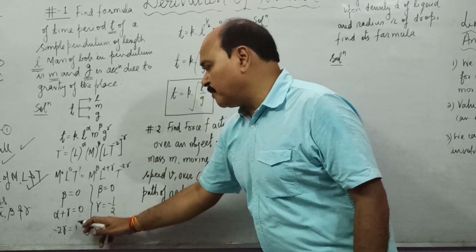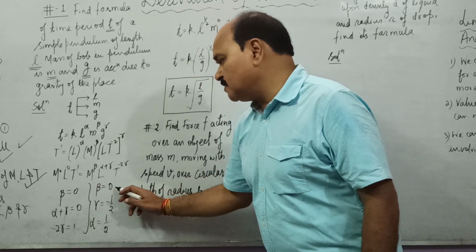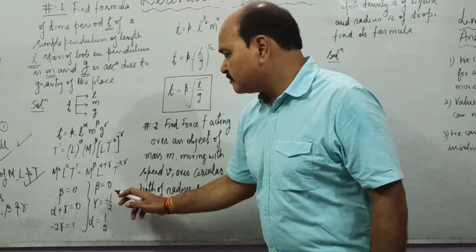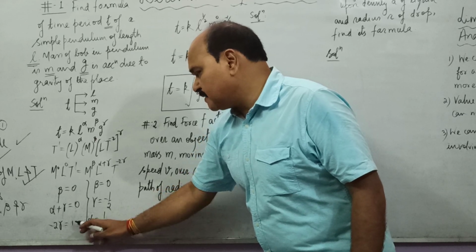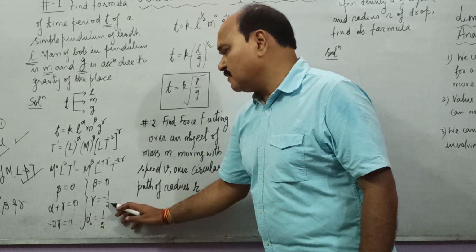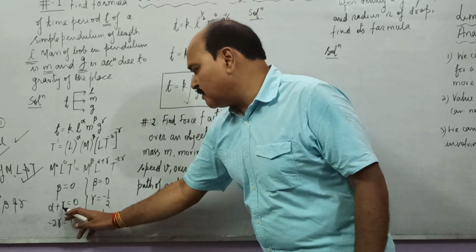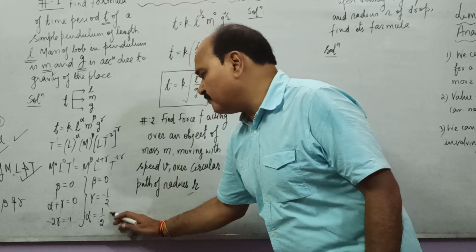That means minus 2 gamma is equal to 1. So we simplify, beta is 0, and if we substitute this beta 0, from here gamma is going to be what? Minus 2 gamma is equal to 1, that means gamma is equal to minus half, beta is equal to 0. And if we substitute gamma is equal to minus half here, we get alpha is equal to what? Half.